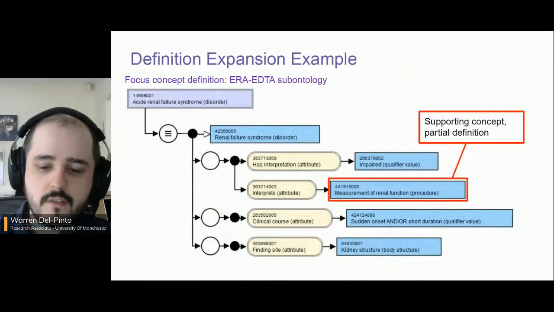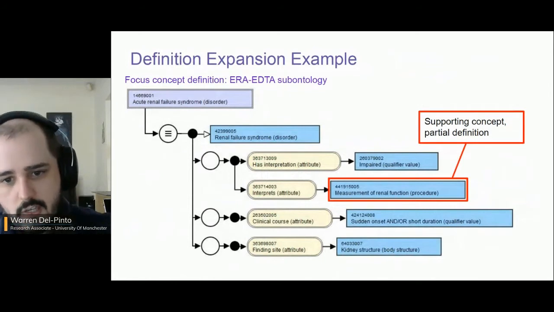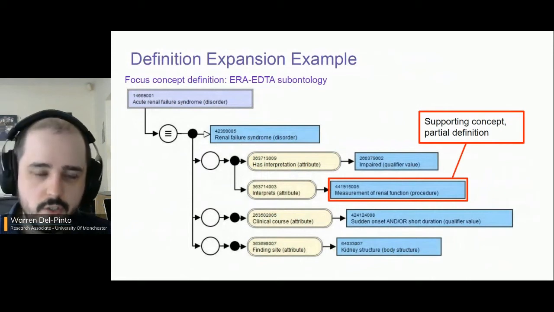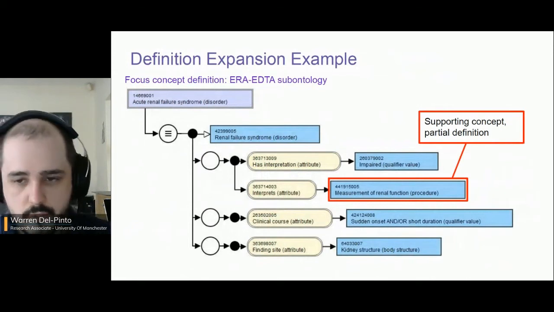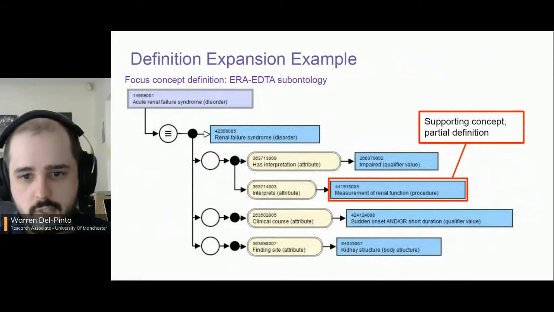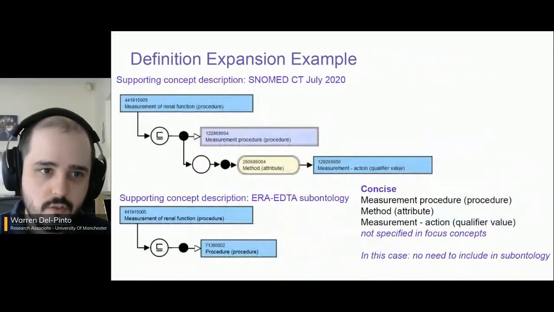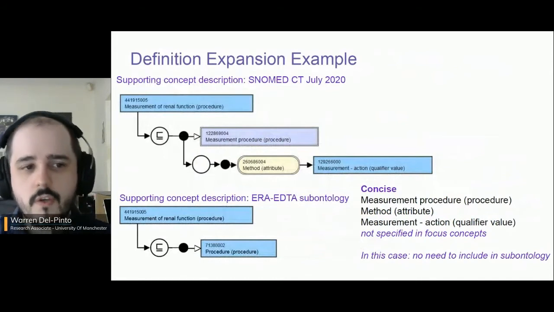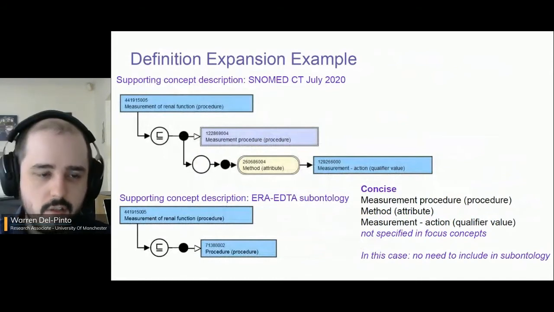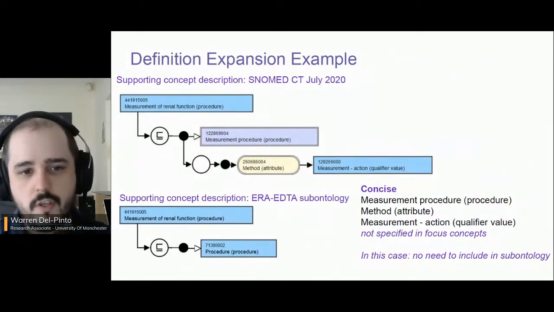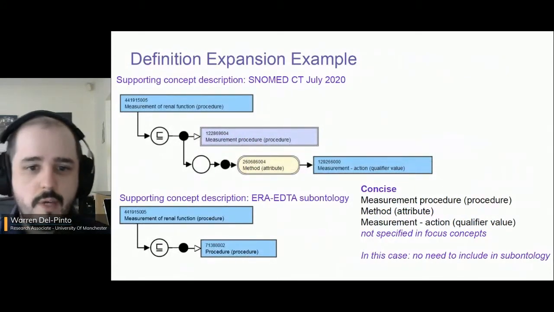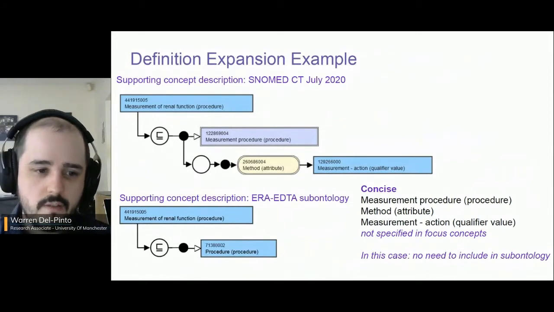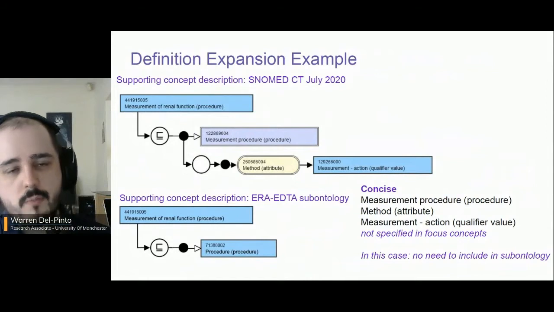So really, we want to be concise. The concept highlighted on the slide there, which is measurement of renal function, is a supporting concept with what we call a partial definition or partial description. And this looks something like this. Taking the original description from SNOMED CT July 2020, you can see the axiom there states that measurement of renal function is a subclass of a measurement procedure which has a method attribute measurement action. In the subontology, however, we simply state that measurement of renal function is a procedure.